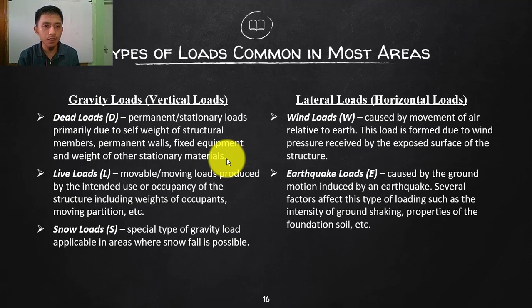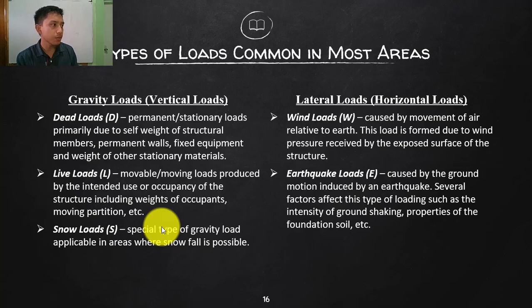Next is the live load. Live load means movable or moving loads. These are variable loads produced by the intended use or occupancy of the structure, including weights of occupants and moving partitions, and so on. A live load is a variable load; from time to time it is changing, affected by time. For example, the occupants, the persons moving within the area, so the loading is not fixed at one point. That is a live load.